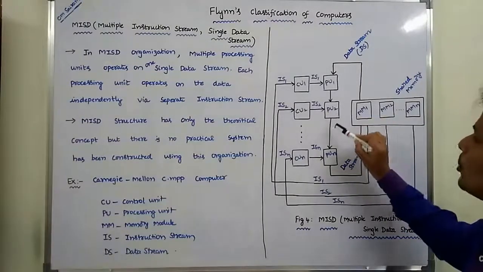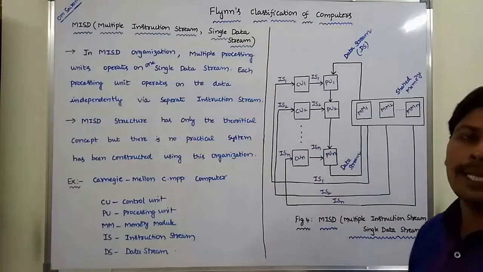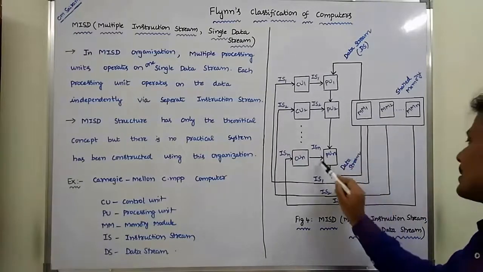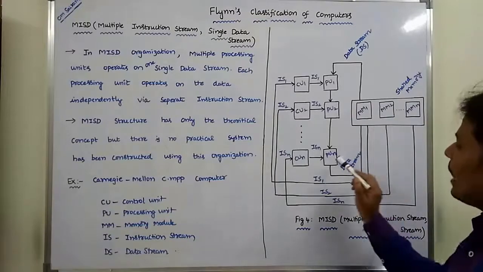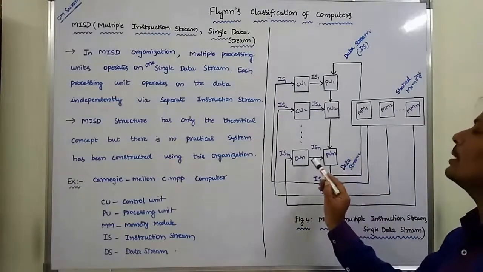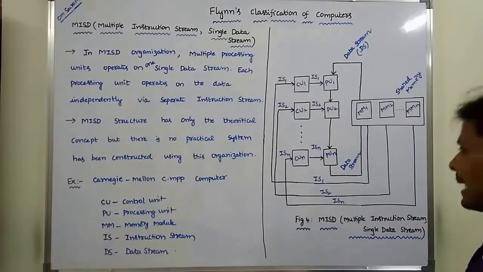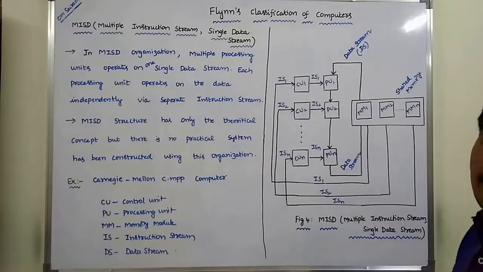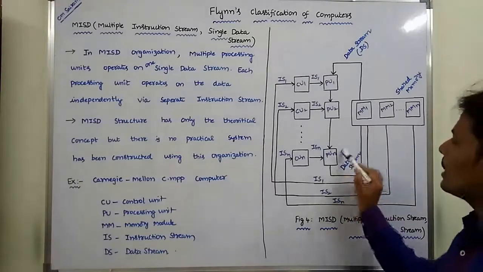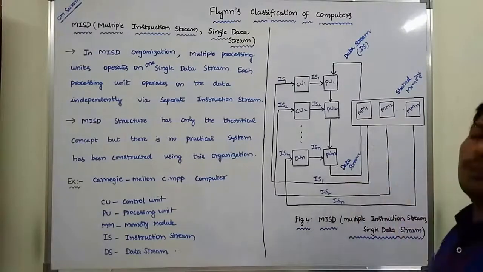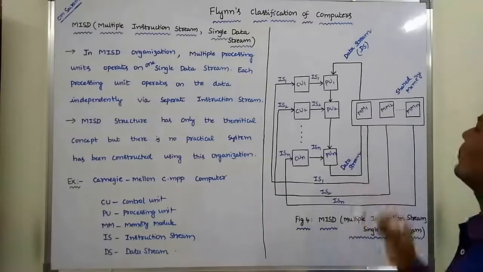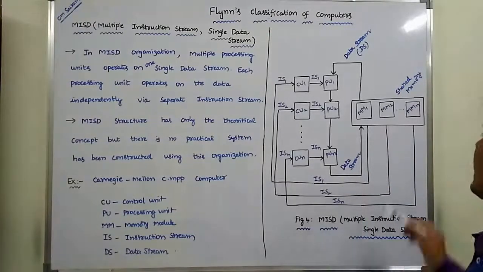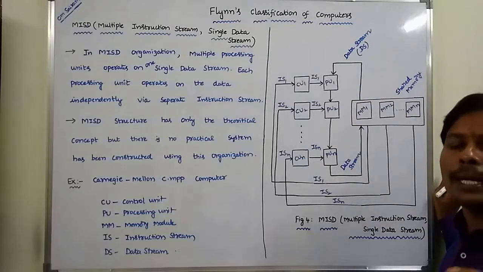Whatever output is obtained from processing unit 2 is sent to the next processing unit. Suppose this is the next processing unit, PUN. PUN can execute the instruction that is sent through control unit N with the data obtained from the previous processing unit. Then, whatever output we get from executing that instruction is sent to the memory module as a data stream. So this is the process that is done in an MISD computer.